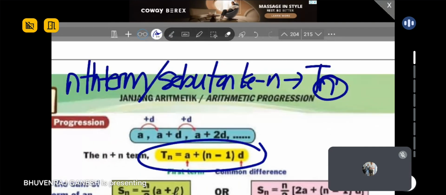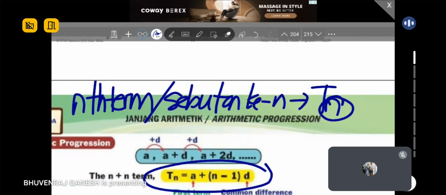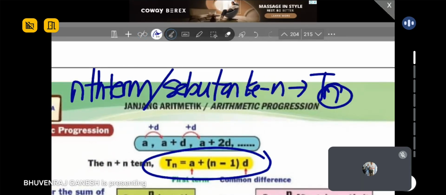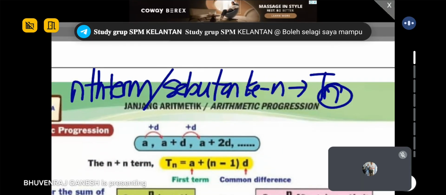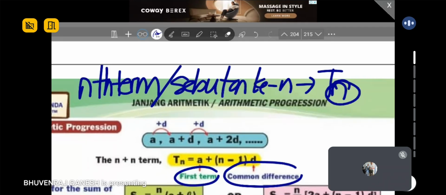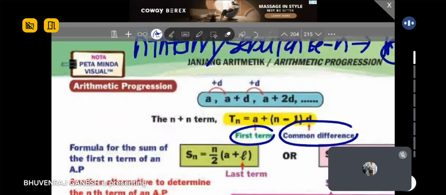Alright. So this formula actually given in front of your Admaths paper, so tak perlu hafal lah. Okay, no need to memorize. It's already given. Okay, you just need to know how to apply it. Kena tahu cara aplikasikan. Okay, so a is your first term and d is common difference. Okay, beza sepunya.